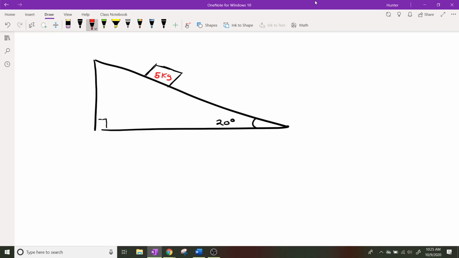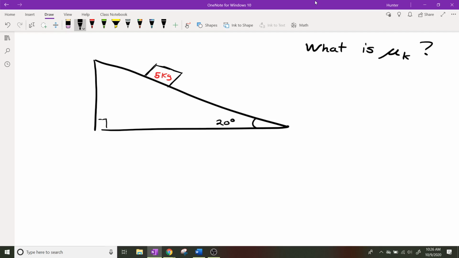Now we're probably going to need a little bit more information in order to find the coefficient of friction. So, what other information are we going to need? My ultimate goal is to ask myself, what is the coefficient of kinetic friction? But if I just have the mass and the angle, that is not going to be enough information to find mu sub k.